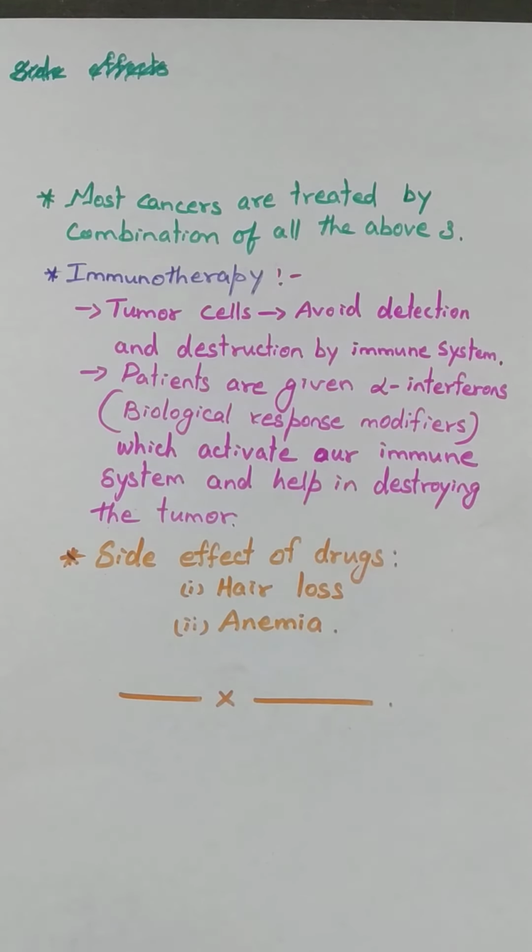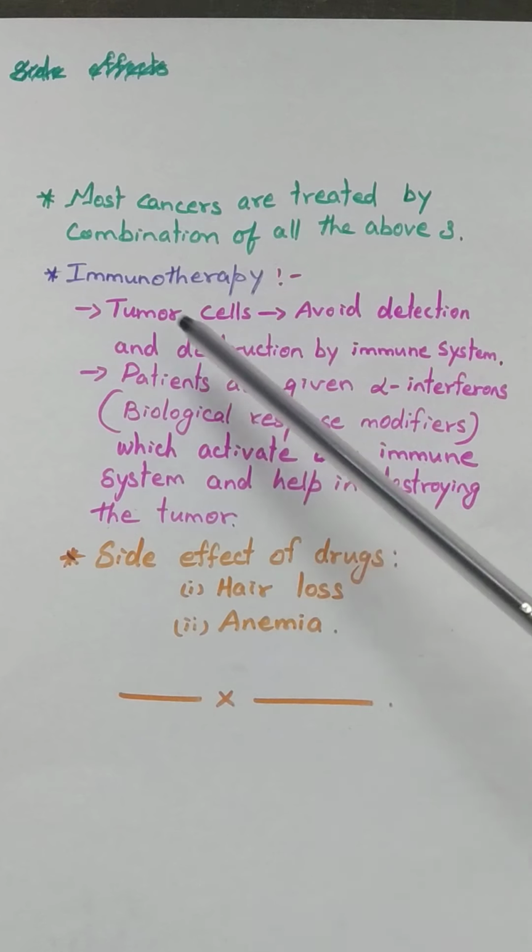And one more, the last treatment is immunotherapy. It's very interesting. Normally our immune system has the capacity to detect any foreign cells in our body and protect our body against the pathogens. But these tumor cells hide themselves from the vicinity of the immune system. The tumor cells avoid detection and destruction by the immune system. If the immune system finds the tumor cells, it will destroy them. So these tumor cells avoid detection, they hide themselves from the immune system.